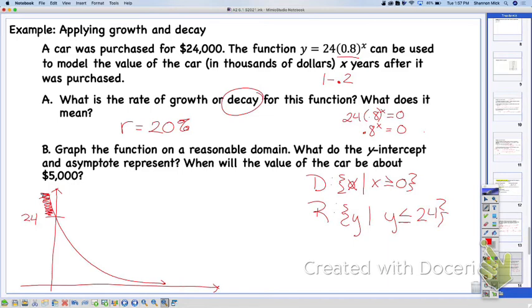What does the y-intercept represent? The value of the car when starting. So the initial price? Yeah. What does the horizontal asymptote represent? 0. Yep. And technically, it's never gonna be worth 0, because I could still sell it for scrap. But it's probably not gonna be very much.